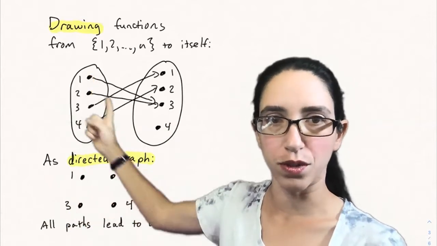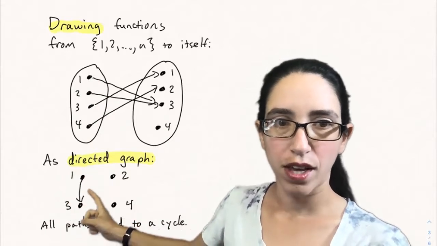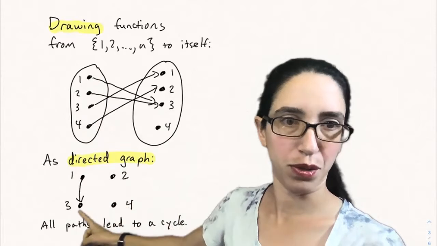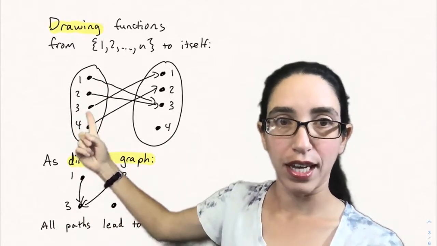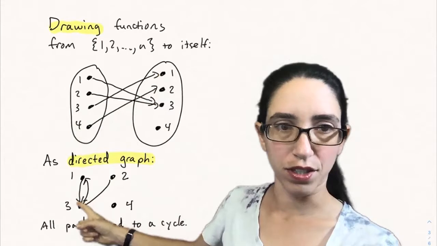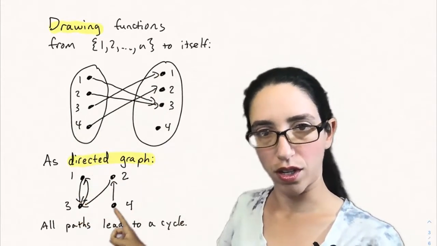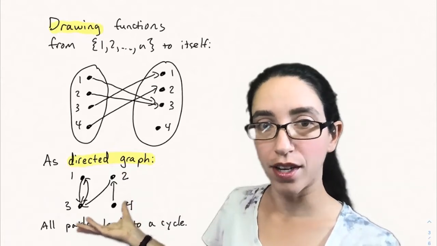So here 1 goes to 3, so we'll draw an arrow from 1 to 3. And then 2 goes to 3, so we also draw an arrow from 2 to 3. And then 3 goes to 1, so there's an arrow back from 3 to 1. And 4 goes to 2, so let's draw 4 goes to 2. That's the directed graph representation of a function.